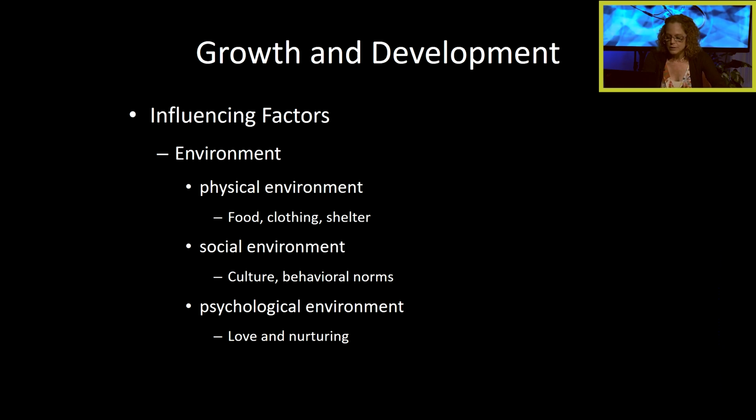We do know that children who receive really good nutrition tend to grow better. And also, there's even evidence that shows that children receiving love and nurturing grow better and faster. Our social environment, our culture, and our behavioral norms also impact a child's growth and development. So I'll give you an example of one of the ways that love and nurturing and physical environment all impact the growth and development of a child.